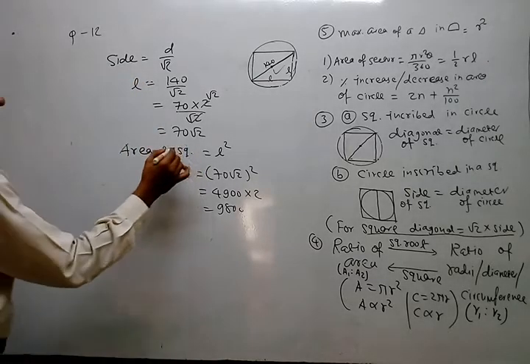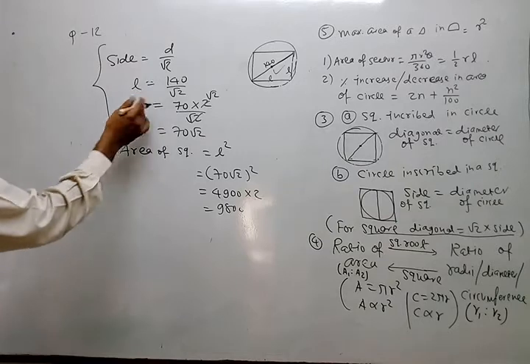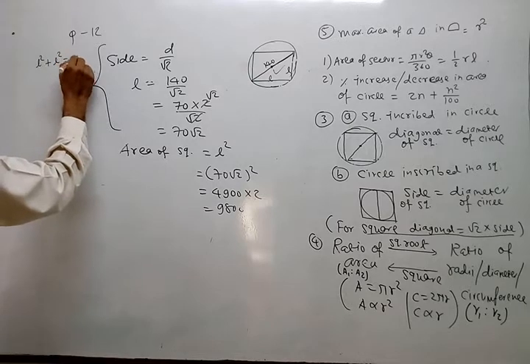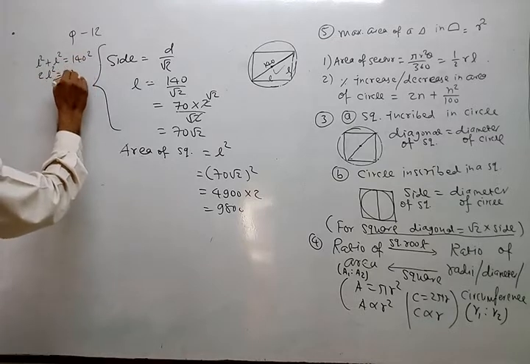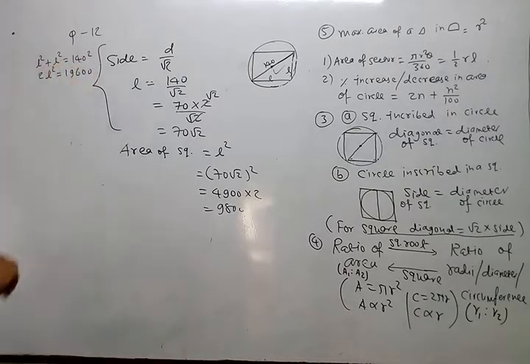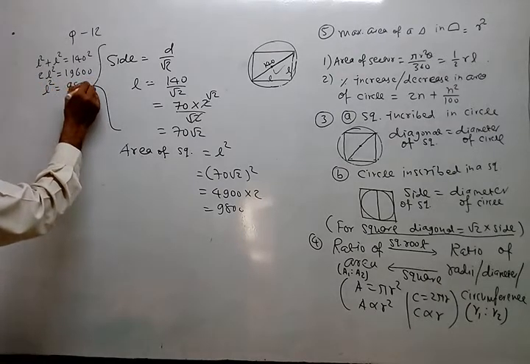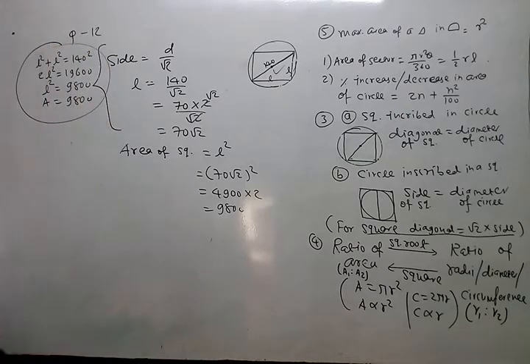And if you don't want to use this part, then the Pythagoras formula can also be used here. L square plus L square is equal to 140 square. So 2L square is equal to 19600, 140 square is 19600. So L square is equal to 9800. L square is nothing but A. So by a short way you can find it also, because we use the Pythagoras formula. Actually L square was used. L square is nothing but the area of the square. So you can find the area of the square this way also.